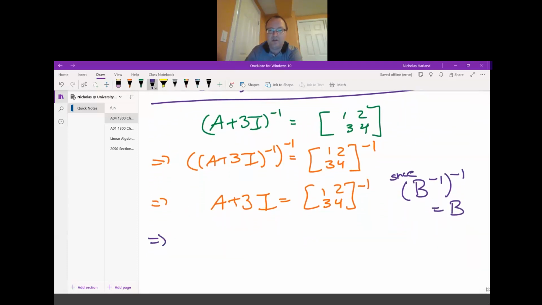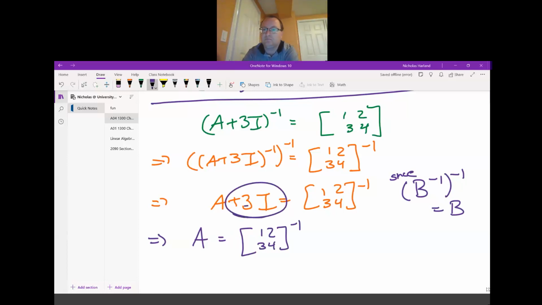All right, in other words, A would equal the inverse of [1, 2; 3, 4]. And then how do we get rid of the plus 3I? Yeah, same way you did it whenever you started doing algebra. You want to get rid of addition, you do subtraction. And so we've solved for A. It's the inverse of [1, 2; 3, 4] minus 3 times the identity.